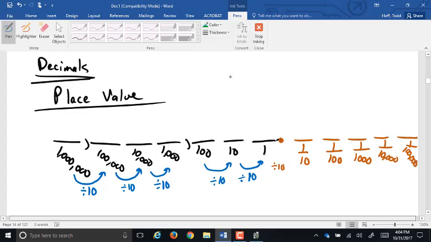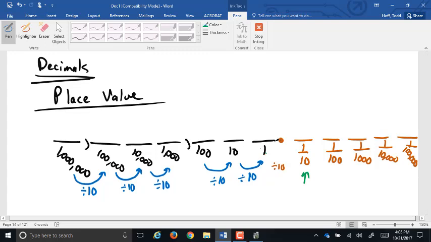Now, a couple of things going on here. First, I always get asked why there isn't a ones place after the decimal point. There's not a ones place of any sort after the decimal point because we have to divide by 10 every time we move. Well, I couldn't have a 1 over 1 because that would just be 1. There would be no difference in place value there.